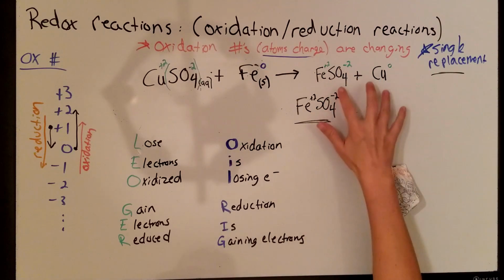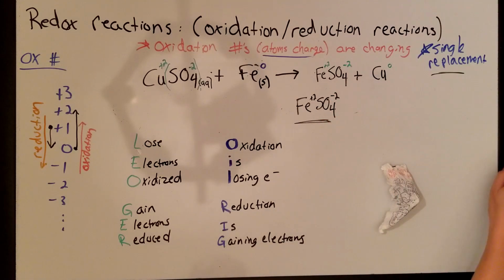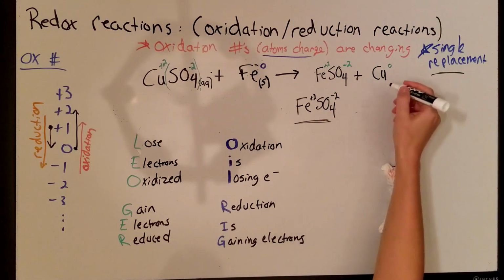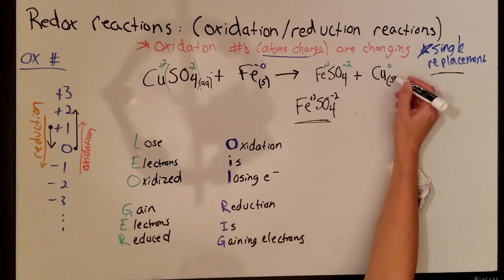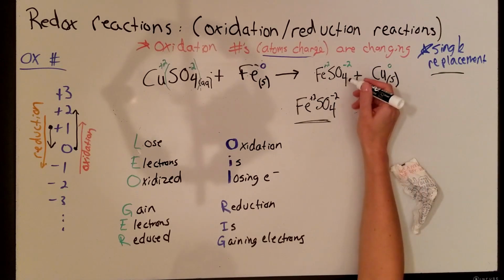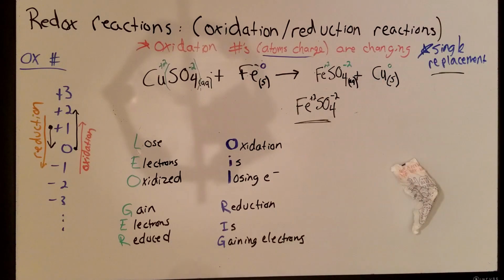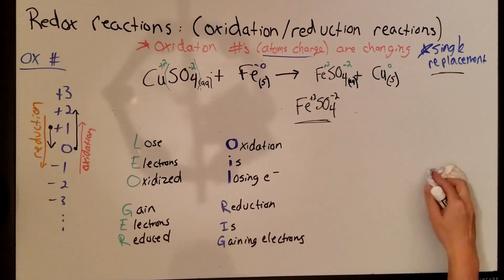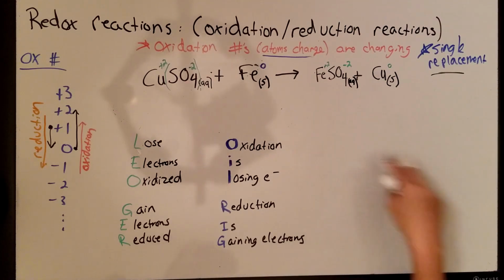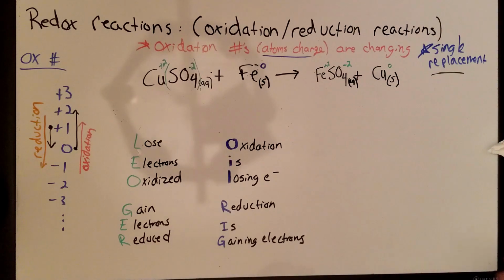All right, so looking at the products again, if you watch the video of Dr. Rennie, you'll notice that he weighed out at the end solid copper. So that was this solid right here, copper by itself. And that in solution now was iron sulfate. So that's why I'm writing an AQ by it. All right, so let's figure out who was oxidized and who was reduced.